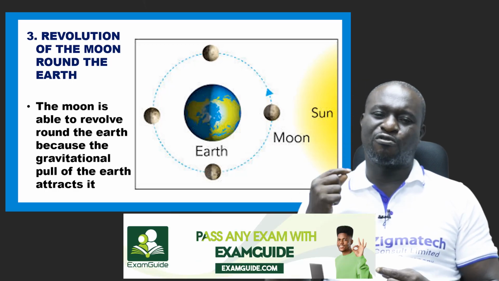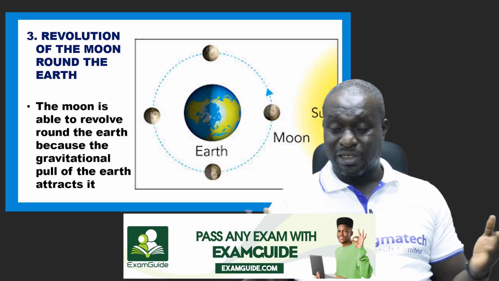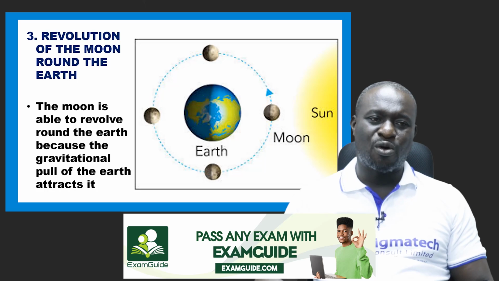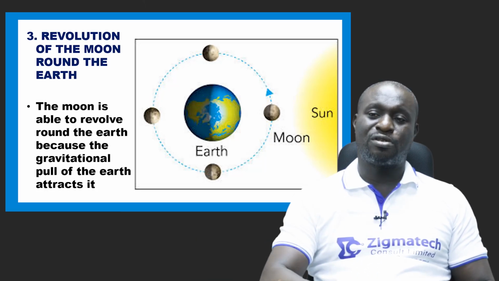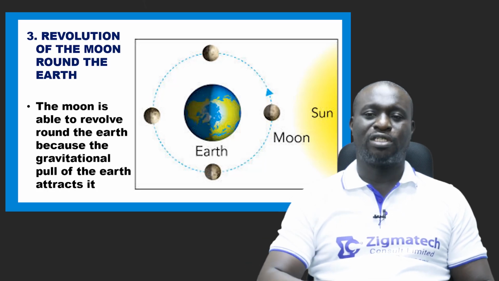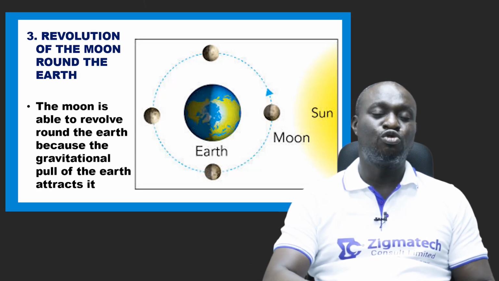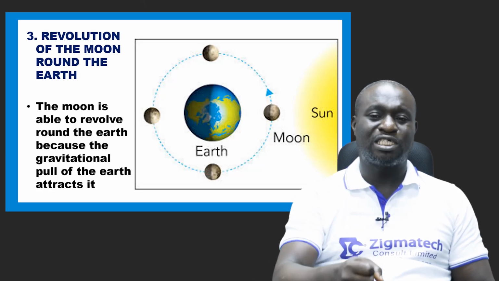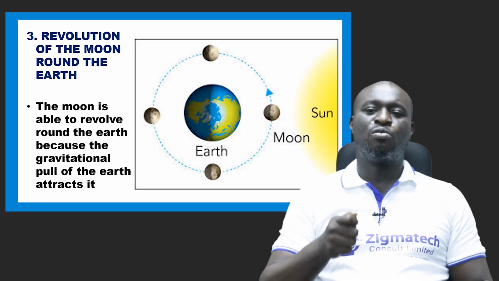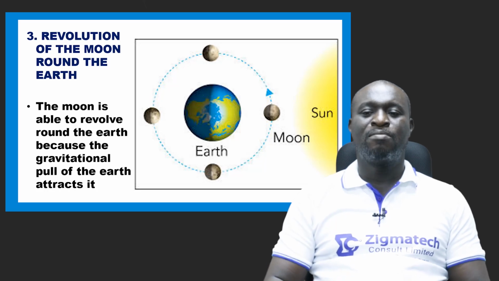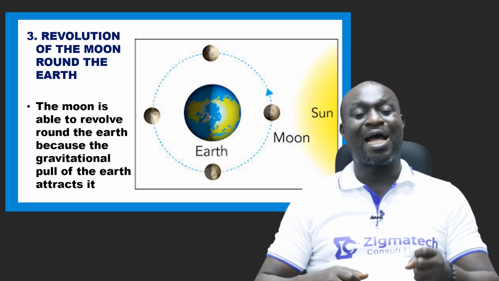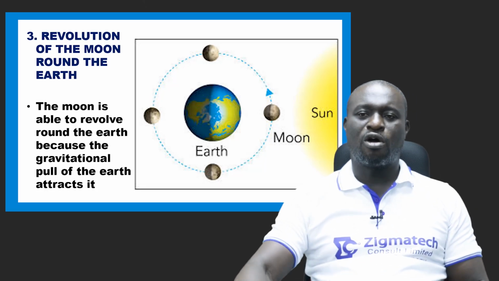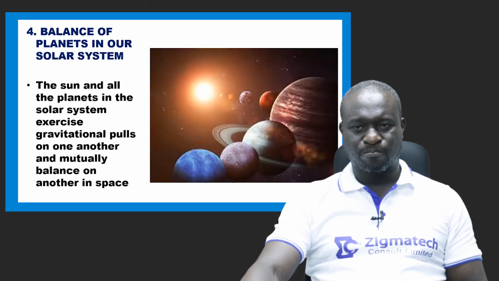Now, another effect of gravitation on objects, on life, is that it brings about the revolution of the moon round the Earth. Now, the moon moves round the Earth. It revolves round the Earth. What helps the moon to revolve round the Earth is the influence of the force of gravity of the Earth on the moon. So the moon is able to revolve round the Earth because the gravitational pull of the Earth attracts it. It is based on that attraction that the revolution of the moon round the Earth is possible.